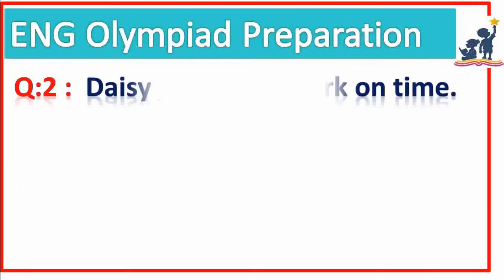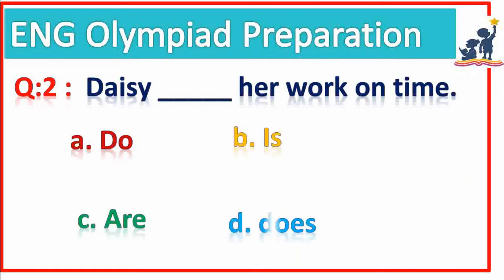Question number 2. Daisy dash her work on time. Answer is does. Daisy does her work on time. This is also in singular form. So we use here does.